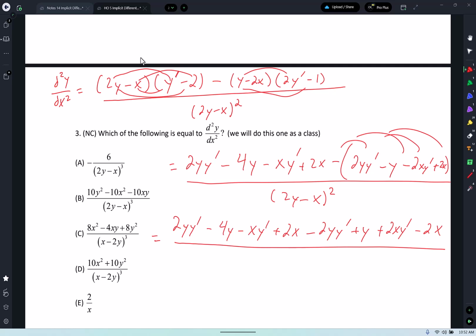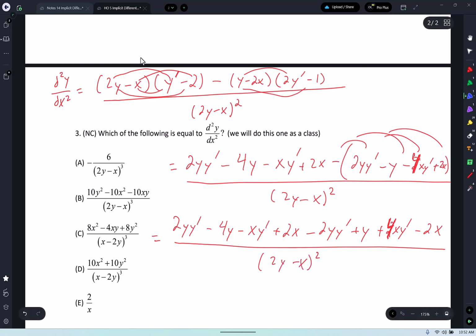2x times 1. Oh, yeah. So this one right here should be 4. I did it again. That one, right? Okay. I think we're good now. All over (2y minus x) squared.